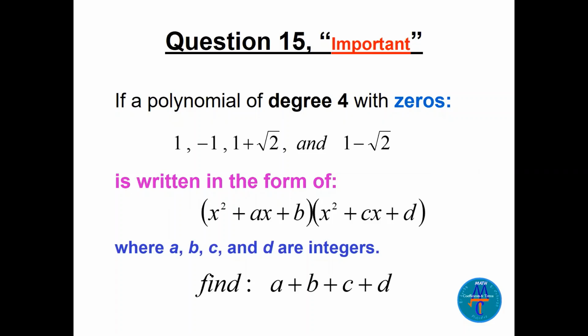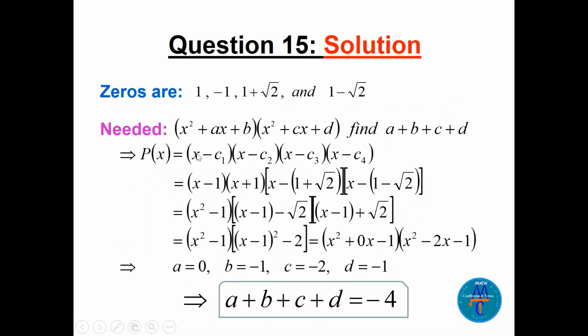Question number 15. If a polynomial of degree 4 with zeros 1, minus 1, 1 plus square root of 2, 1 minus square root of 2 is written in the form x squared plus ax plus b, x squared plus cx plus d, all these are integers, find a plus b plus c plus d. So the idea here is to find the polynomial. So I can say the polynomial here is x minus c1, x minus c2, x minus c3, x minus c4.